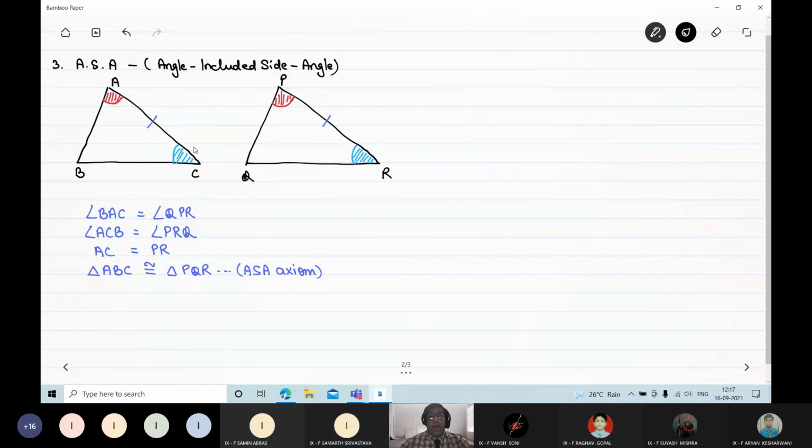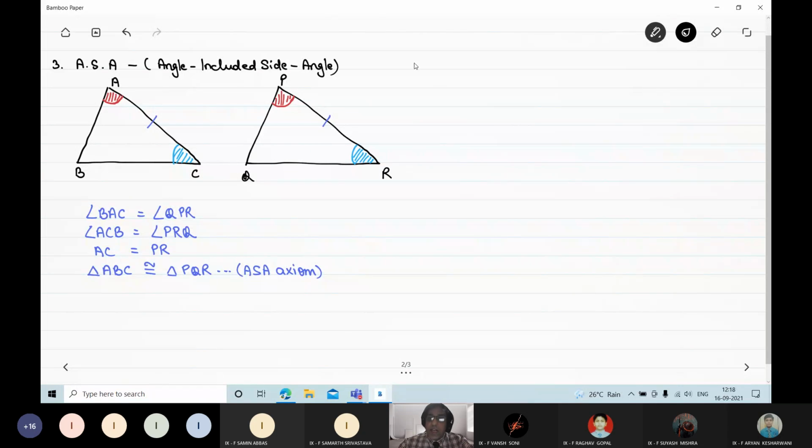Now, in a triangle, children, the sum of all the angles is 180 degrees. So if two angles are equal, then I can say that the third angle will also be equal, isn't it? Yes, sir. अगर मान लो ये 70 डिग्री है, ये 30 डिग्री है, तो ये भी 70 हो गया, ये भी 30 हो गया, तो तीसरा एंगल कितना हो जाएगा? 80 डिग्री. सो दोनों ही ट्राइंगल्स में तीसरा एंगल भी इक्वल हो जाएगा, क्योंकि बाकी दो एंगल्स बराबर हैं.